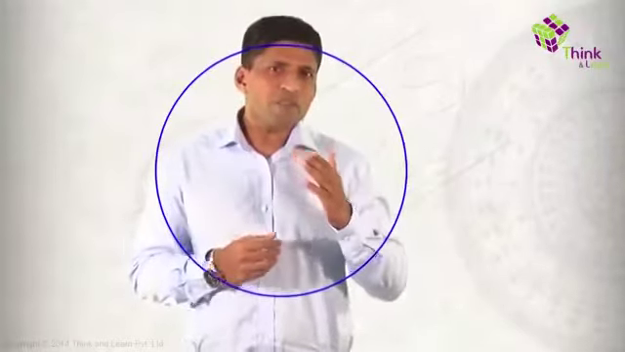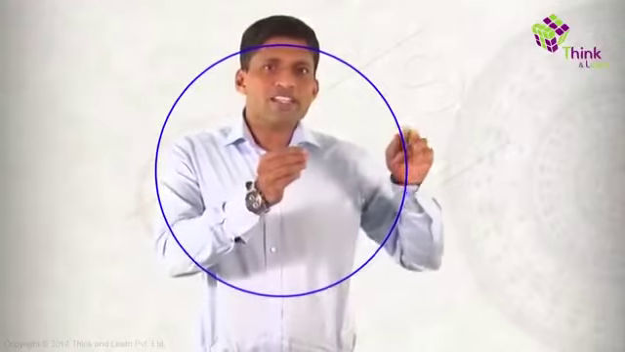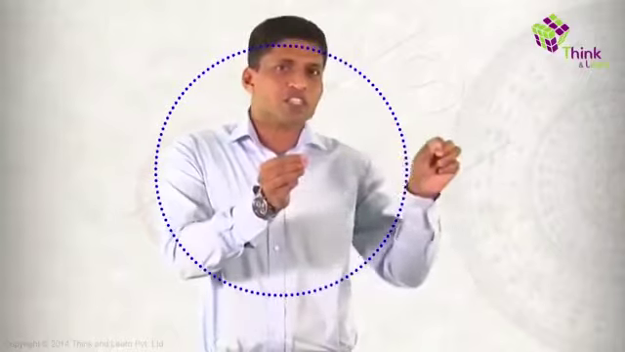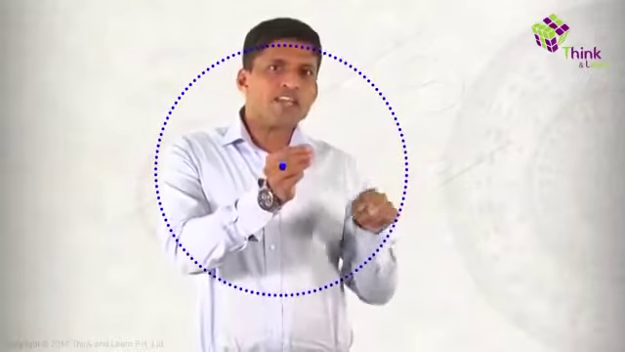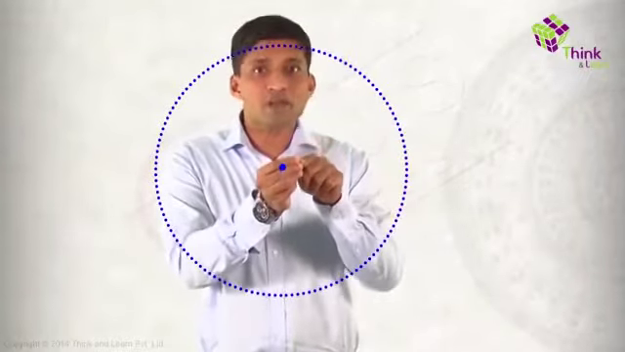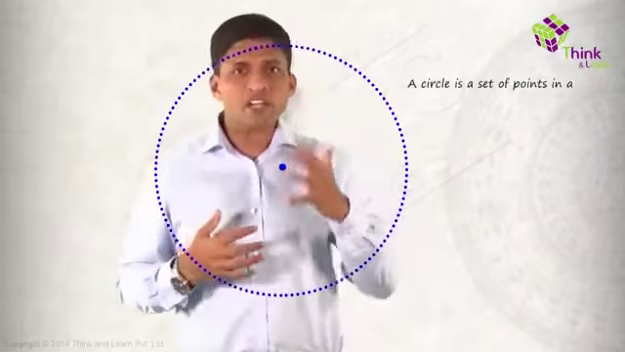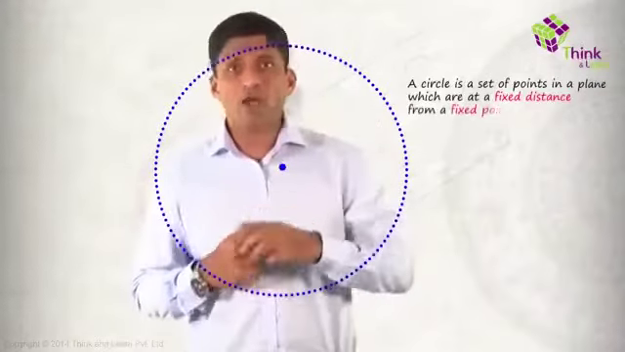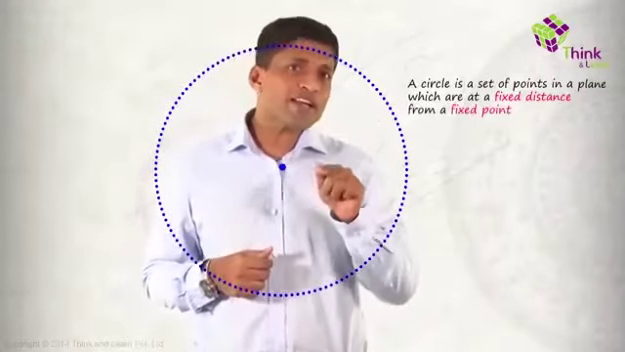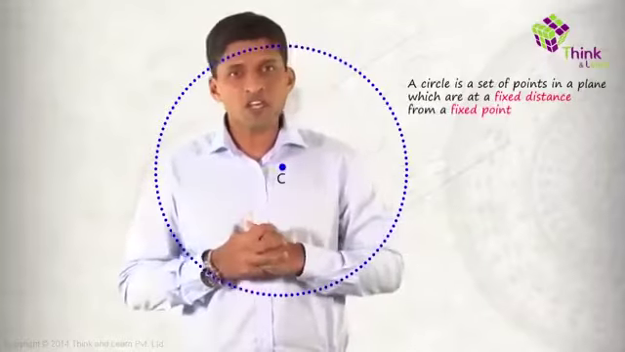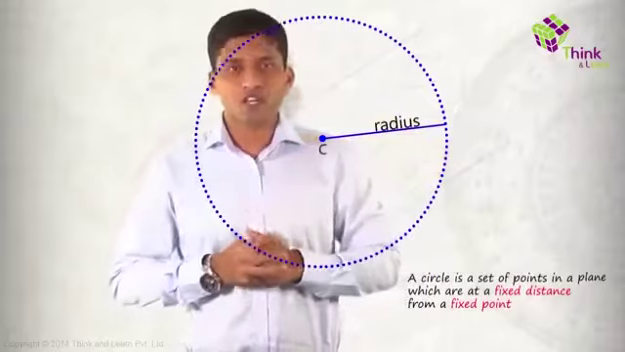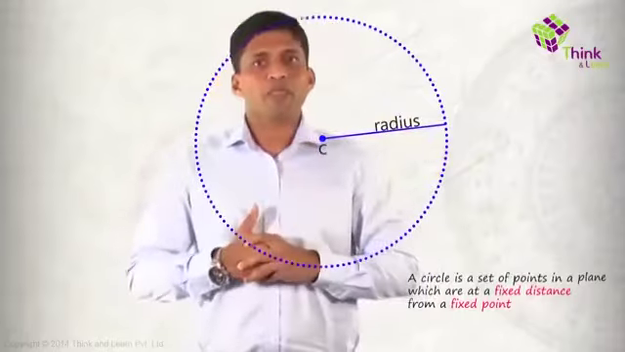Now, if you define it, what is a circle? A circle, as you can see here, is a set of all the points in a plane which are at a fixed distance from a fixed point. Now, this fixed point is called the center of the circle, and the fixed distance is called the radius of the circle, as all of you know.